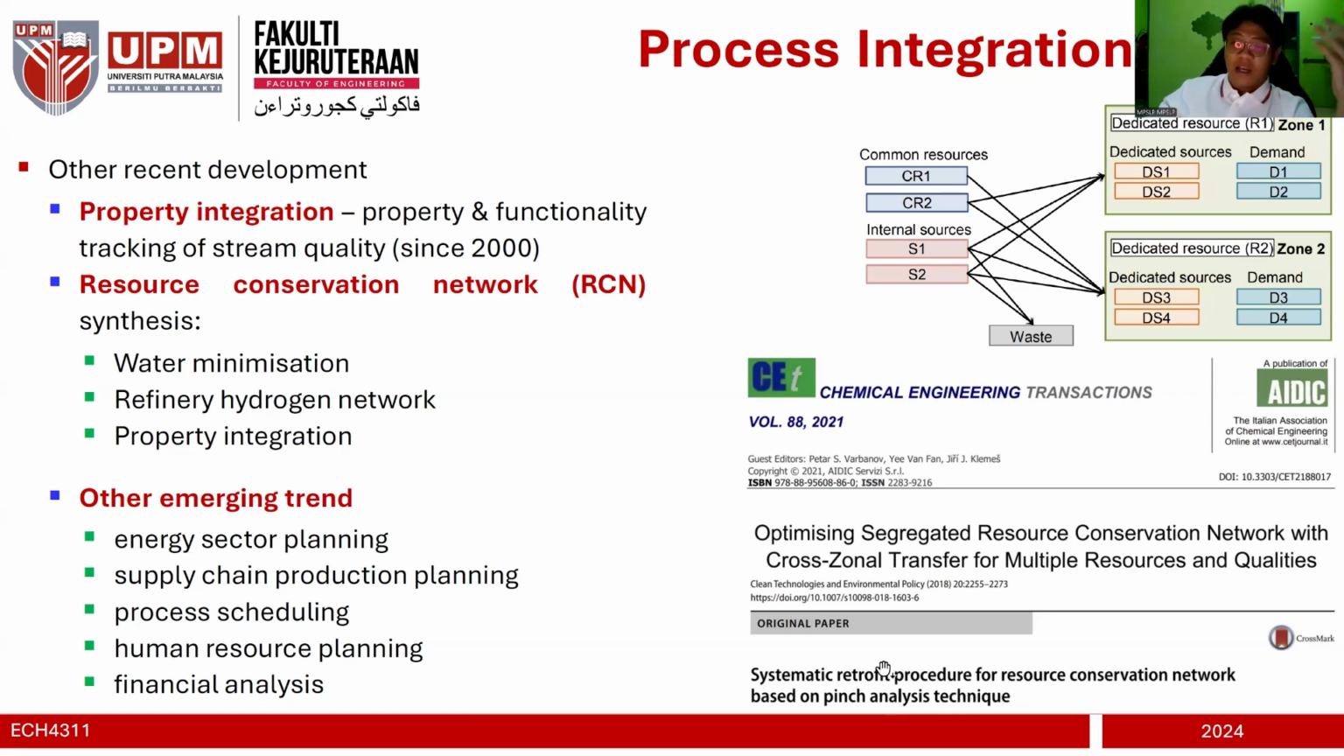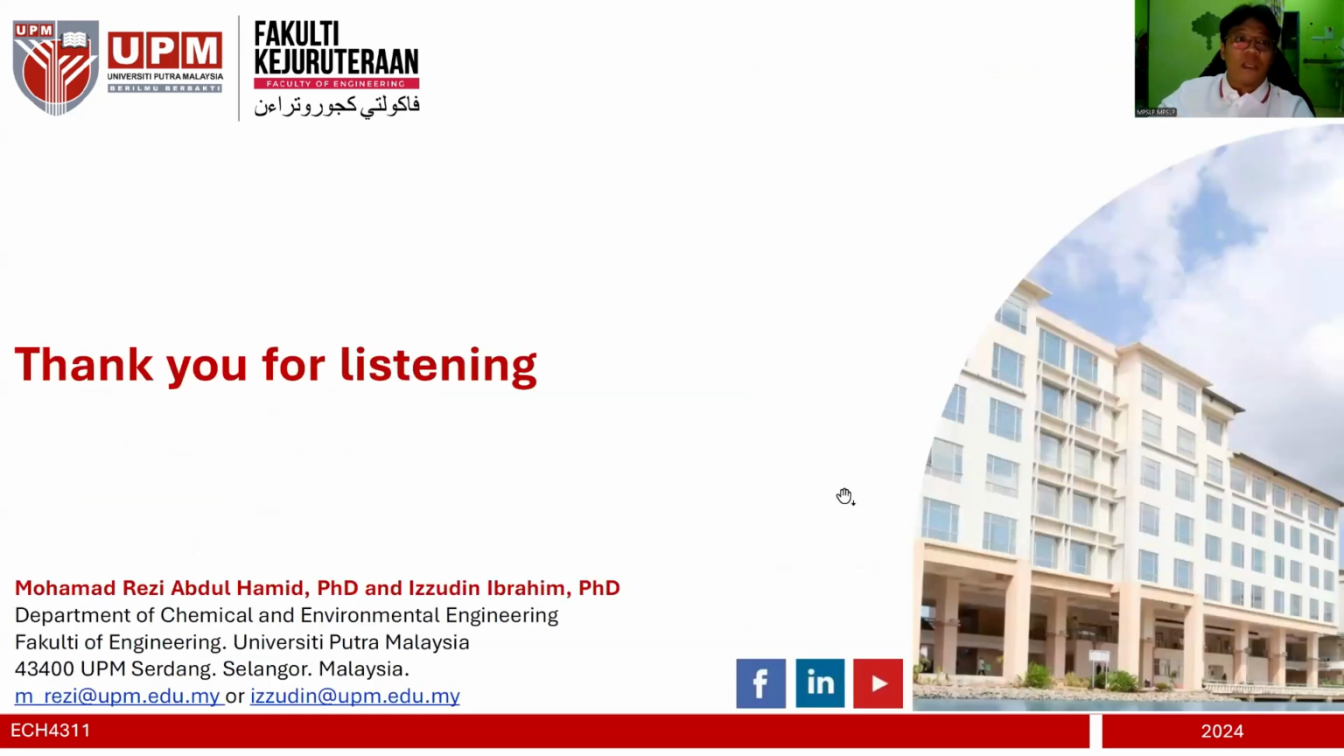So they have existing plants. I haven't read this one for a while, but I think systematic retrofit here means they want to improve. They have existing plants, so they want to retrofit, just adding a unit to create a network to conserve resources based on the pinch analysis technique, which we will learn later on. Yeah, I think that's pretty much it.